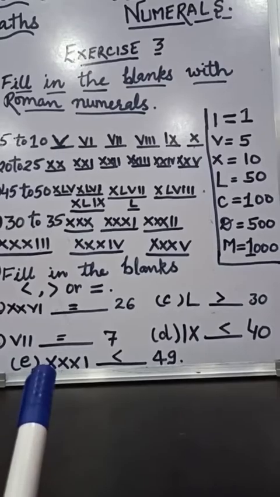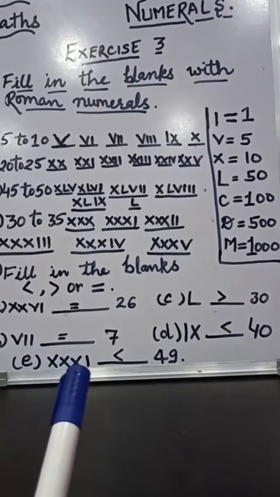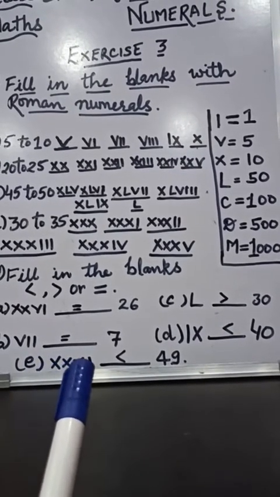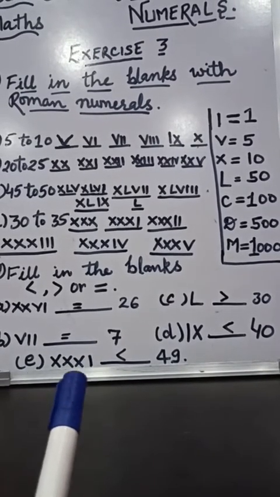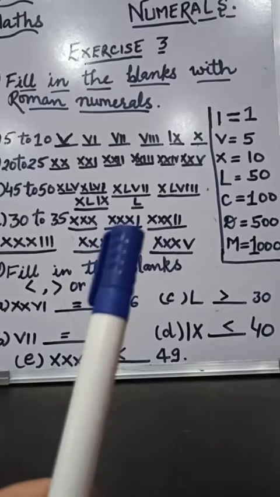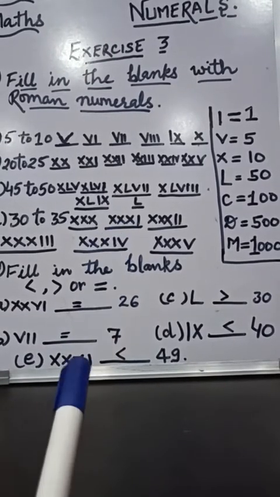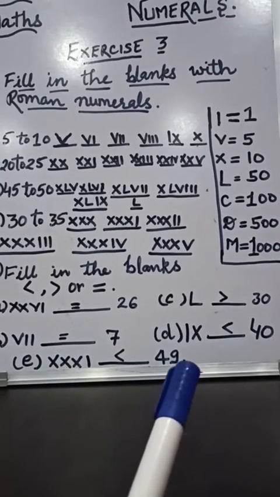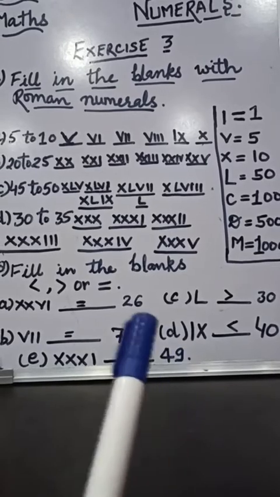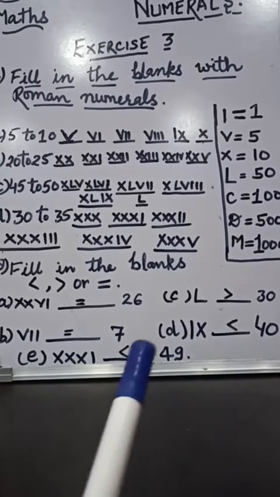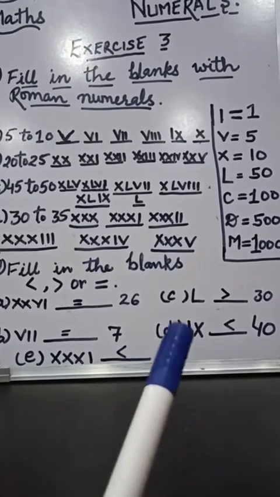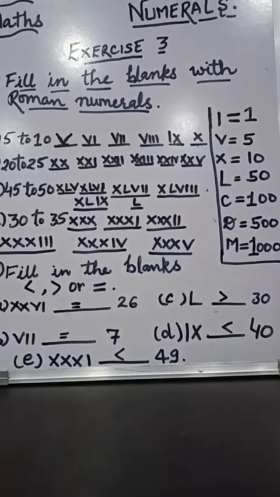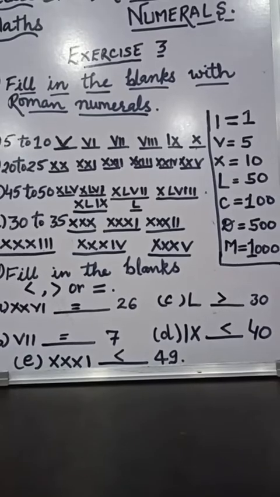Question E. XXX means 30 and I means 1. That is 31. Same, 31. Here also 31 and this is also 31. And I have compared with 49. So which one is greater? 31 or 49? 49. So greater sign will be there. Okay. Clear all of you? Now let's see next question.